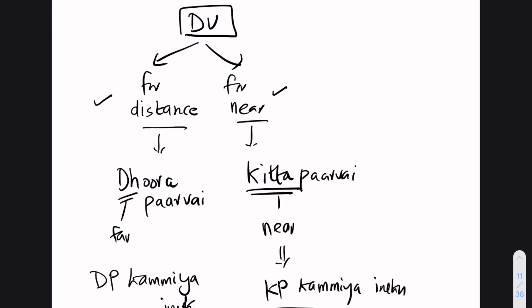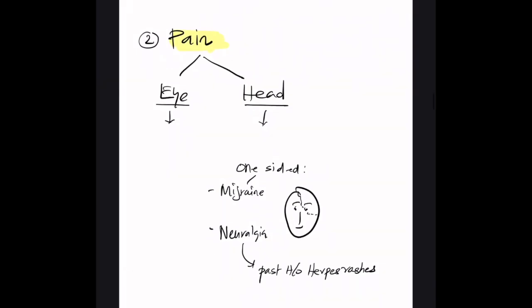So it is very, very important to know what is dura parvai and what is kitta parvai. Second is going to be pain. Pain means "vali". So eye pain means "kan vali". Head pain means "thalai vali". Easy. Eye pain means "kan vali", head pain means "thalai vali".